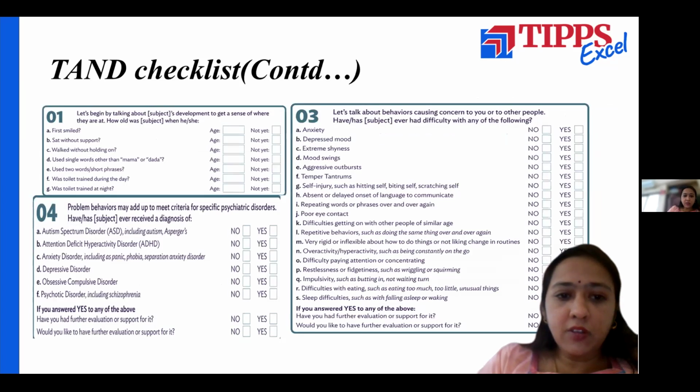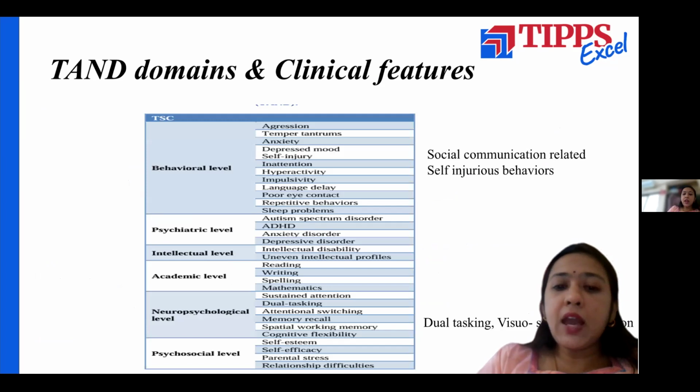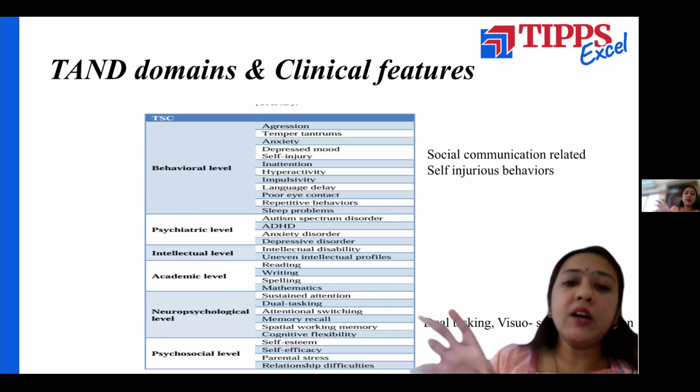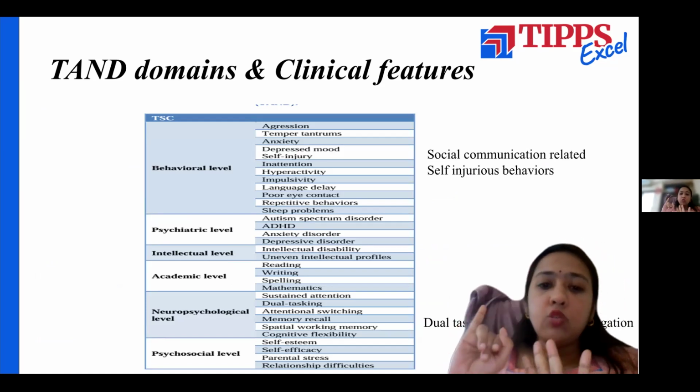So this is the TAND checklist. These are a few questions from it; I have given a few snippets. In the first question, we probe the developmental milestones: when the child first smiled, when it sat without support, and whether toilet training has been achieved or not. And in problem behaviors, we probe autism spectrum disorders, ADHD, depressive disorders, and OCD. Talking about behaviors, we will focus on anxiety, depression, temper tantrums, and aggression. So almost all domains of psychiatric disorders are covered under this TAND checklist. When we divide the behavioral issues according to the TAND checklist, we have six major issues. So first is behavior.